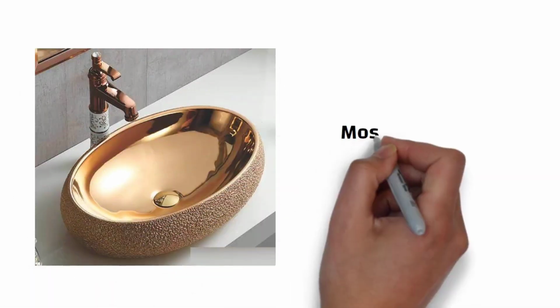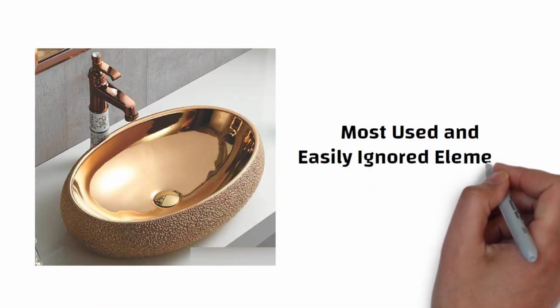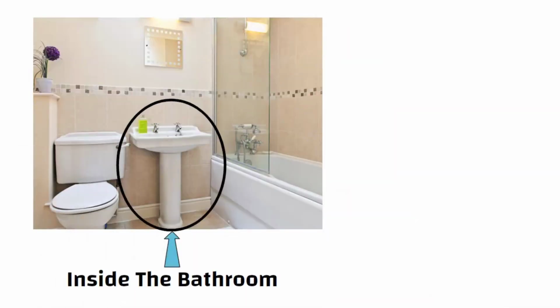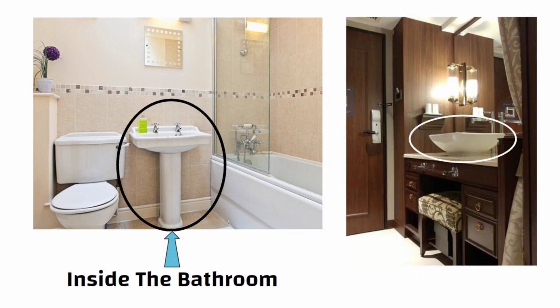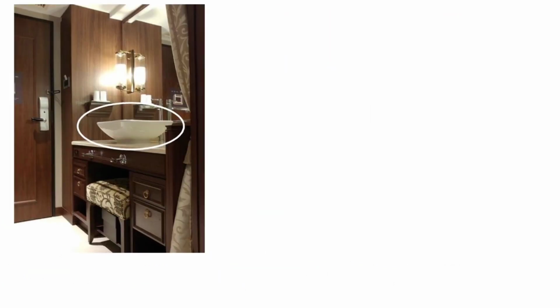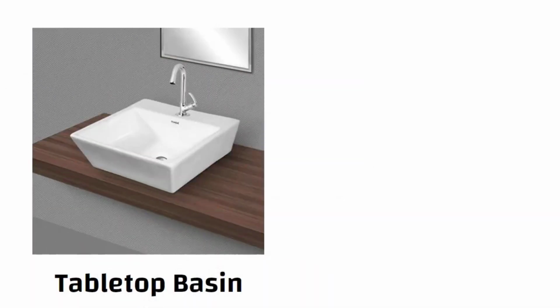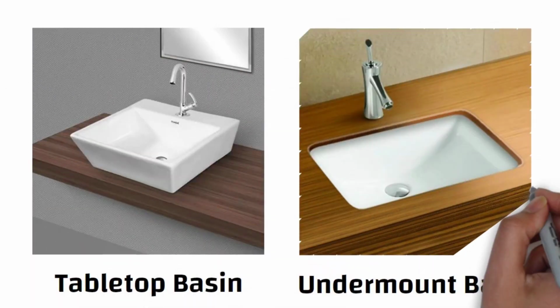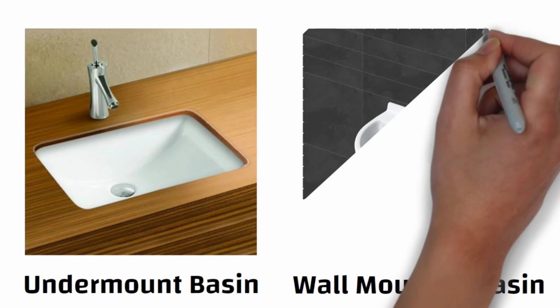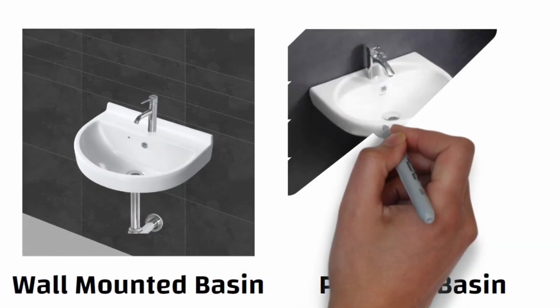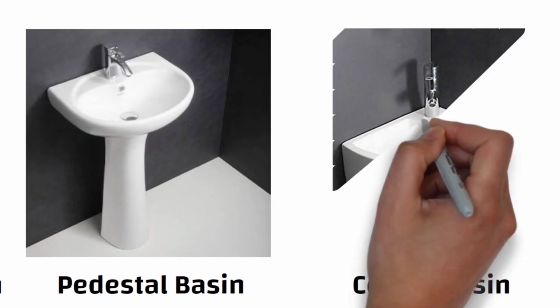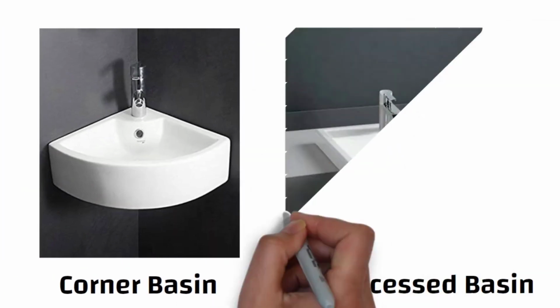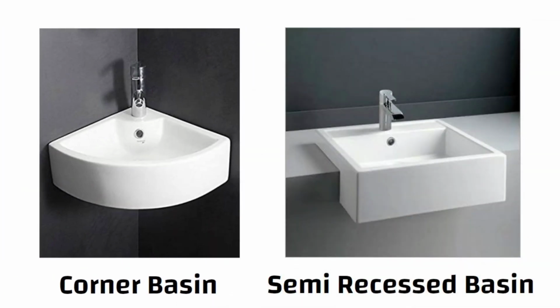Hello friends. Wash basins are one of the most used and easily ignored elements in a bathroom. It could either be inside the bathroom or outside depending on the space available. There are many different types of wash basin like tabletop basin, undermount basin, wall mounted basin, pedestal basin, corner basin, semi-recessed basin, and so on.